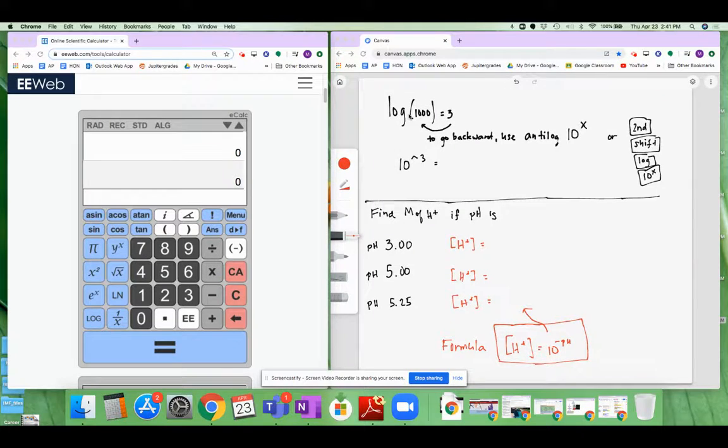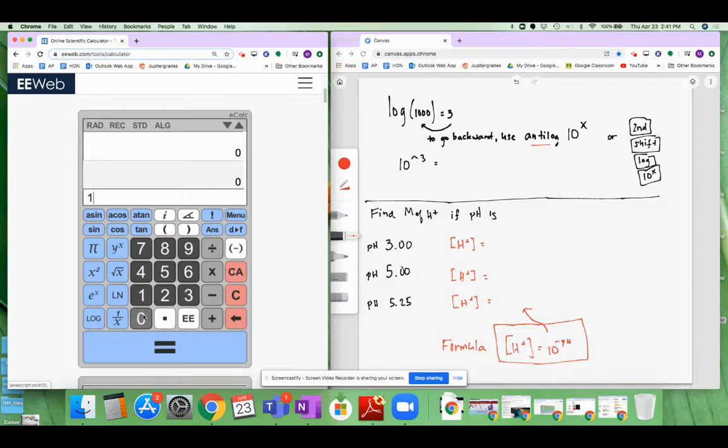You know that log of 1000 is equal to 3, right? What if you wanted to go backwards? If I wanted to get the 1000 back, all you have to do is use something called antilog. Antilog is 10 to the power of x, so in the calculator, all you have to do is type in 10.